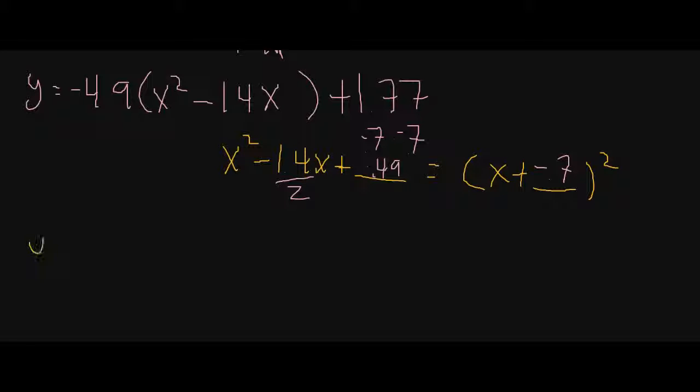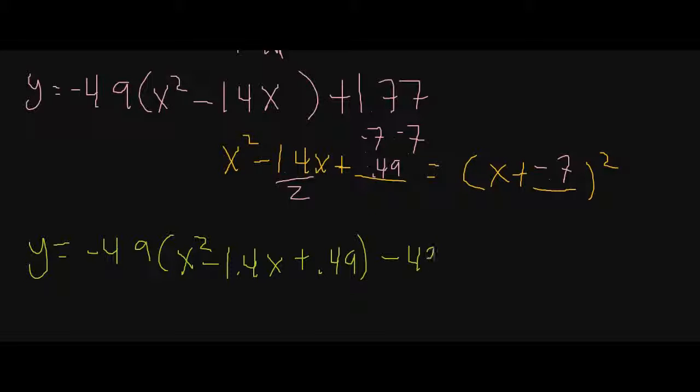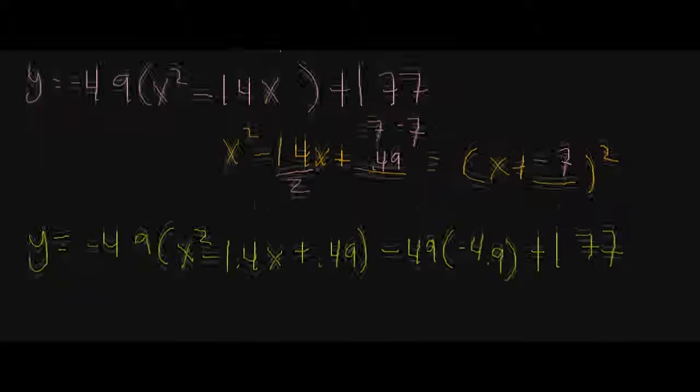So now I'll go ahead and write y is equal to negative 4.9 times x squared minus 1.4x plus 0.49, right? But if we add it, we have to subtract it, minus 0.49, and then multiply it by our dilation, 4.9. Don't forget that we still have this plus 1.77, so plus 1.77, okay? Now that we have done that, we'll just go ahead and solve it.